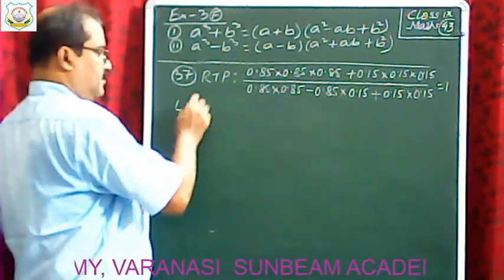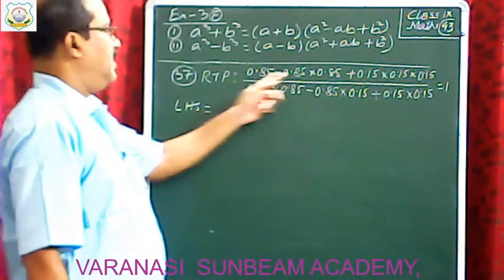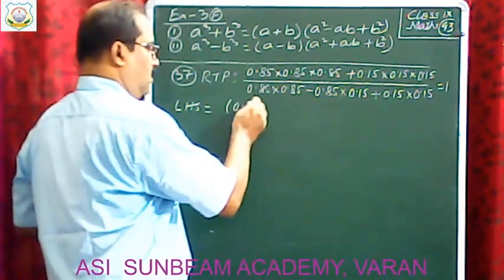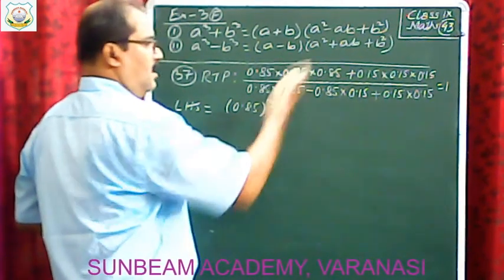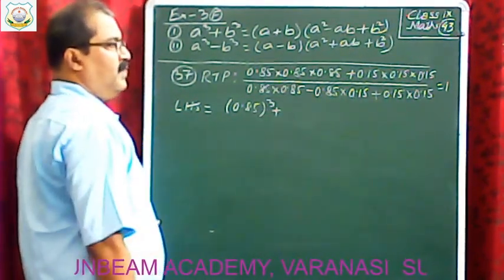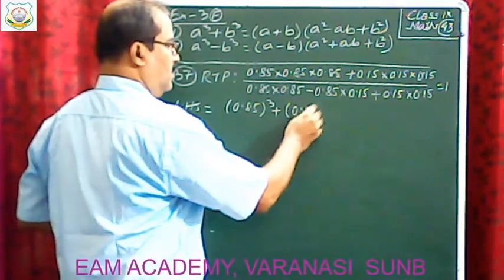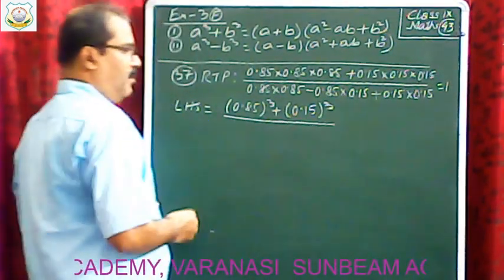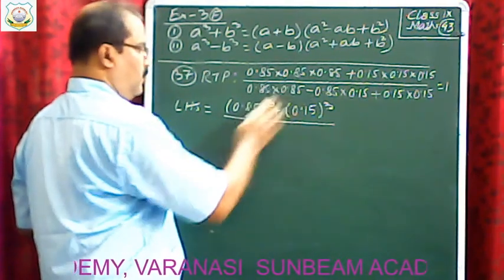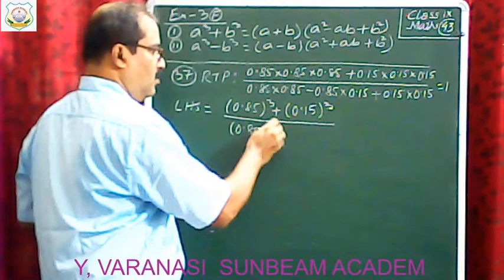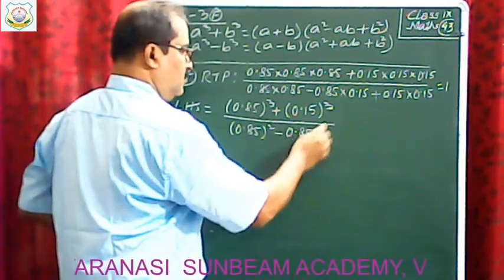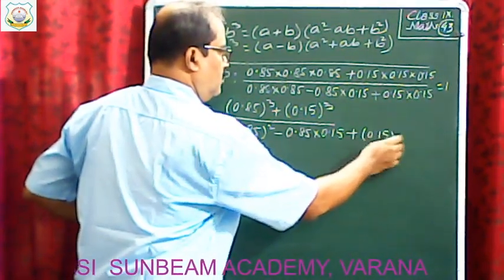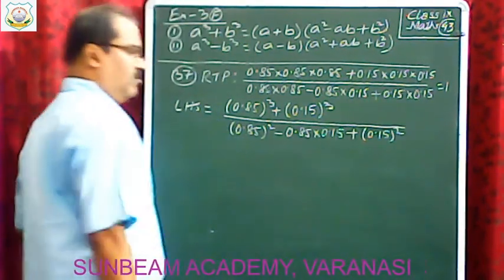So taking LHS, 0.85 into 0.85 into 0.85, you can write 0.85 whole cube plus 0.15 into 0.15 into 0.15, that is equal to 0.15 whole cube, whole upon 0.85 into 0.85, you have to write 0.85 whole square minus 0.85 into 0.15 plus 0.15 into 0.15 means 0.15 whole square. Okay.